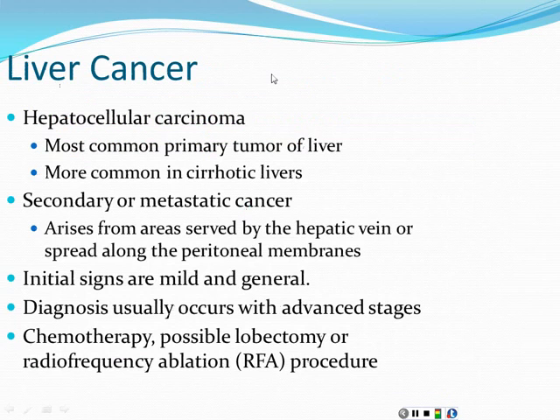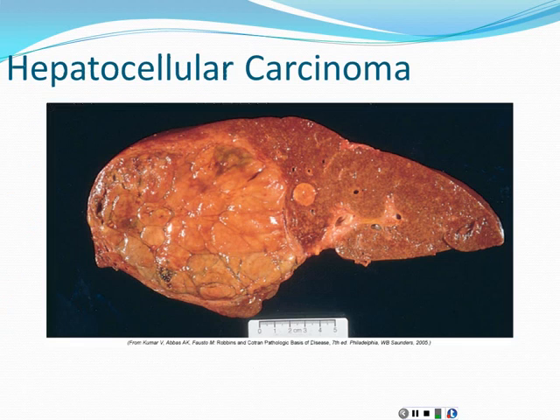Liver cancer, the most common is hepatocellular carcinoma, and this is a primary tumor of the liver. This is sort of what it looks like. Here's normal liver tissue over here. This is a giant tumor, and this is a little metastasis of that tumor.